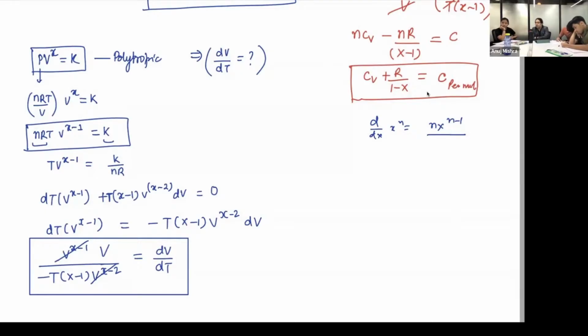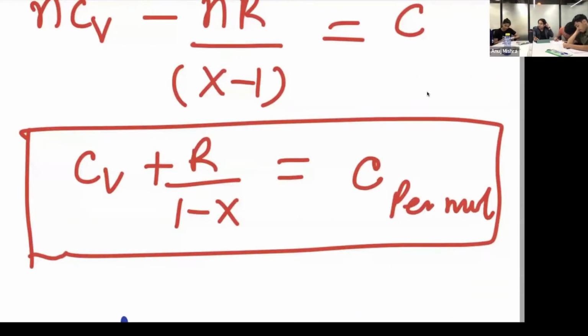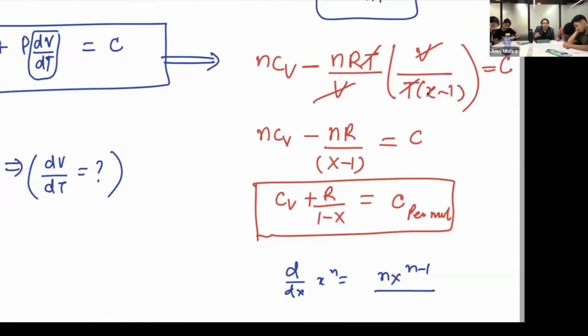Ready. V cancels, T cancels, V cancels, T cancels. Put the value of n as 1. Sorry, for 1 mole what is the value? If n is 1, what is the value? Yes, so this result is coming, CV plus R upon 1 minus x. Check, this is what we have to prove. Okay, for 1 mole this is the number.